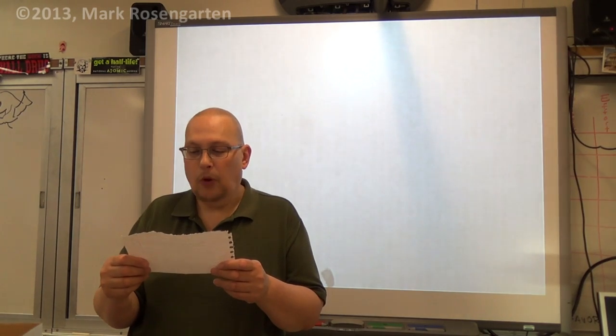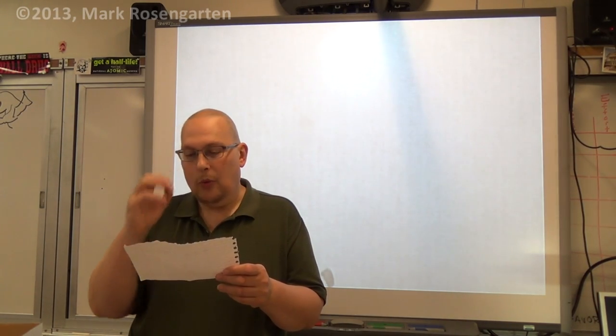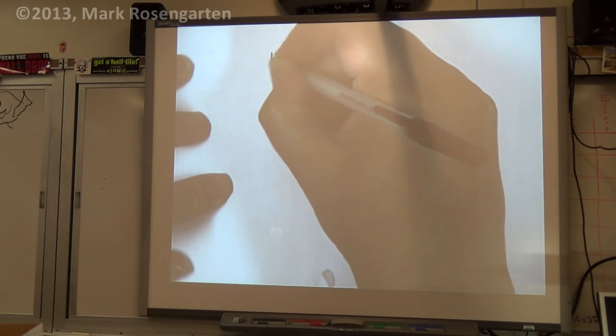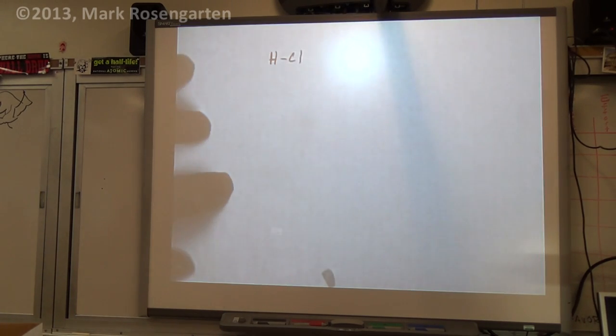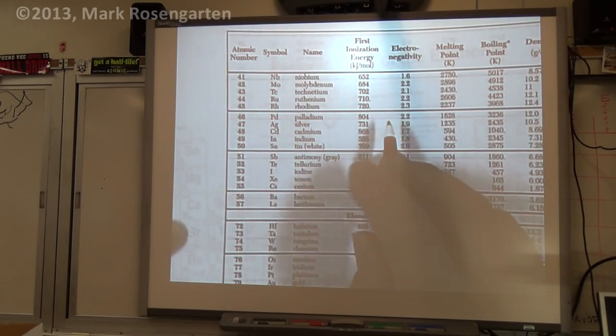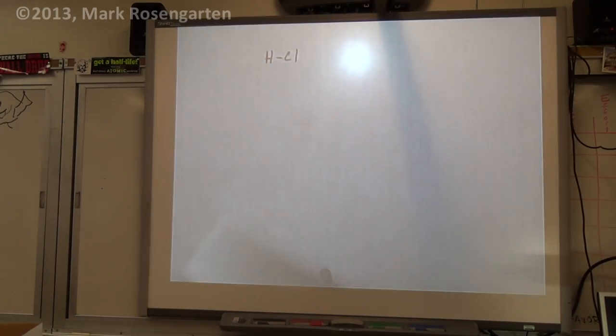How do you determine if it is polar or nonpolar? Well, not knowing whether we're referring to a bond or a molecule, I'll show you how we determine both. Let's suppose we've got this bond right here, a bond between hydrogen and chlorine, and we want to find out if that bond is polar or nonpolar. What we do is we go to reference table S and we look up the electronegativities of the elements in question.